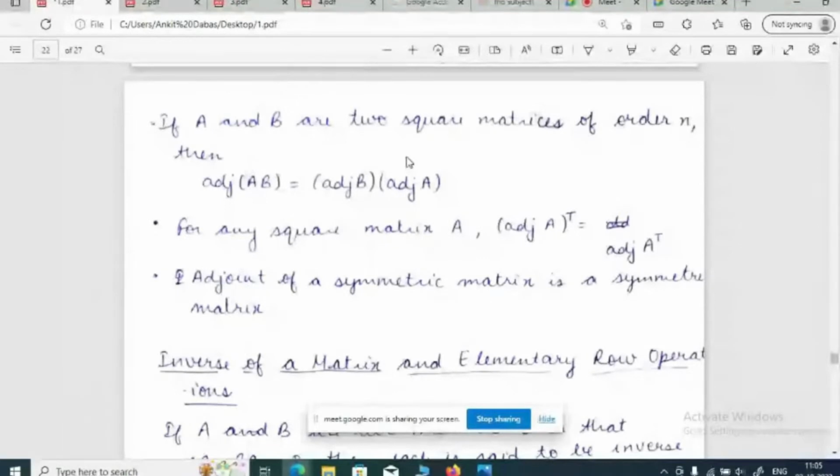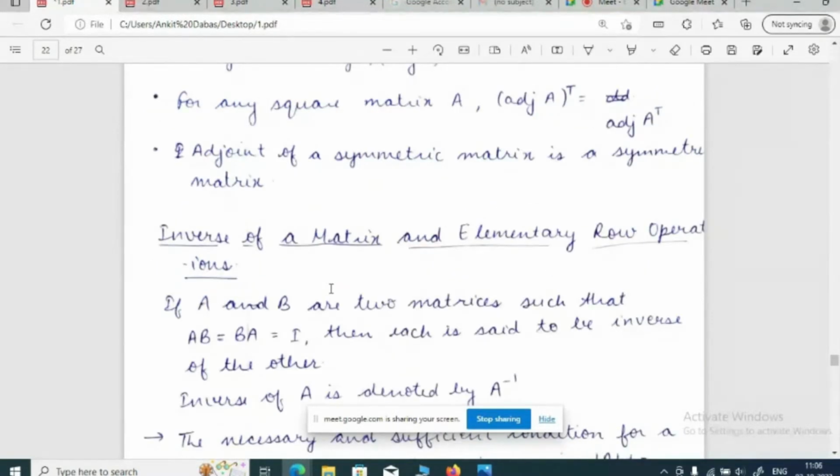Again, the adjoint of a matrix follows the reversal law, that is, adjoint of AB is equal to adjoint of B times adjoint of A. If for any square matrix A we consider the matrix adjoint A and then take its transpose, it will be equal to first taking the transpose of the matrix and then computing the adjoint. And the adjoint of a symmetric matrix is always a symmetric matrix.